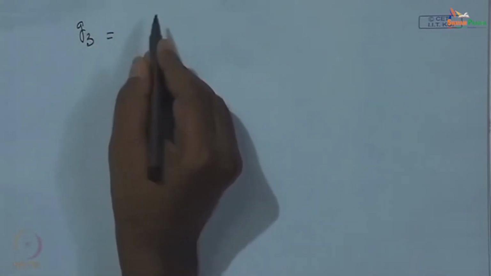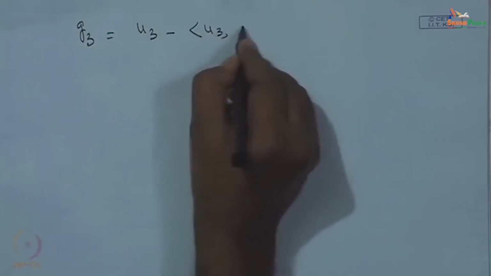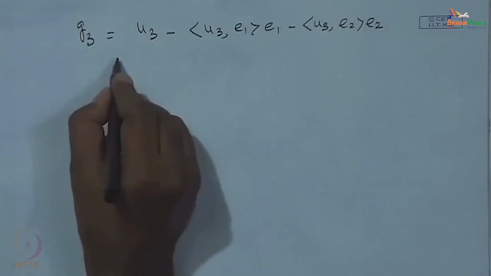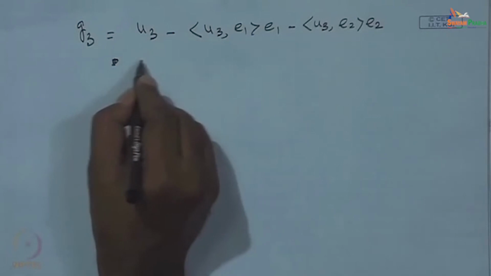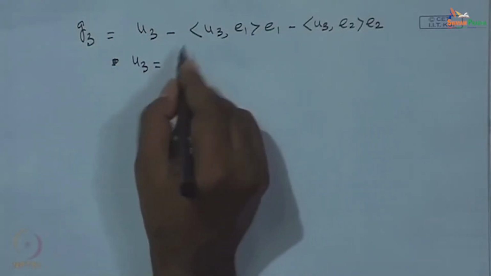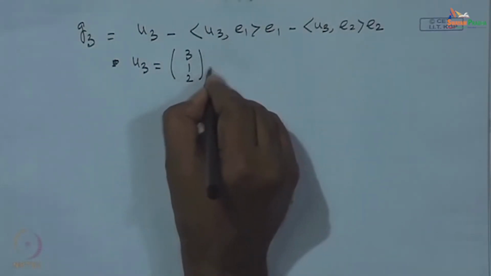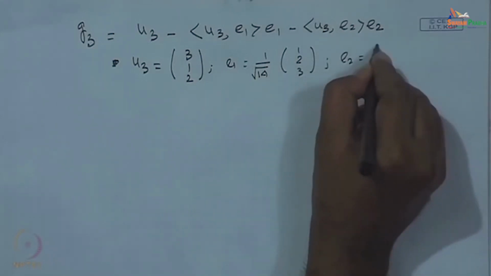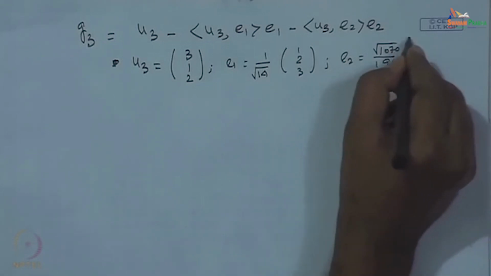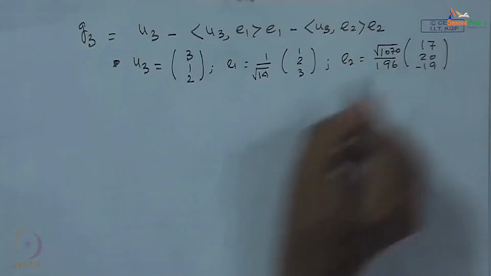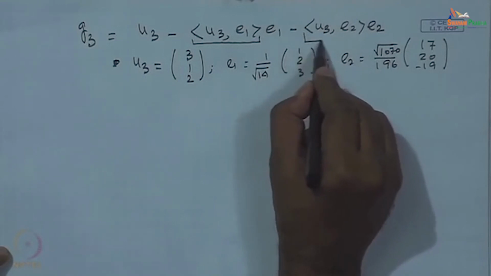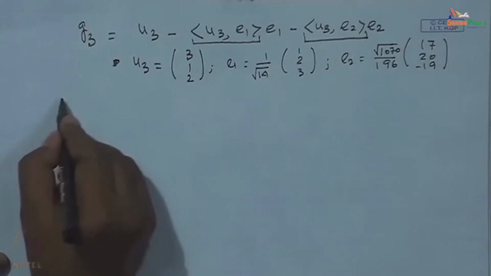Next, we will be calculating the third vector G3, and if you remember, G3 is nothing but U3 minus inner product of U3 and E1 multiplied by E1 minus inner product of U3 and E2 multiplied by E2. Just for ease of following, we write down the values of these vectors. U3 is (3, 1, 2), E1 is 1 over root 14 times (1, 2, 3), and E2 is root of 1070 divided by 196 times (17, 20, -19). We first evaluate the inner product of U3 and E1, next the inner product of U3 and E2, so things become simplified later on.